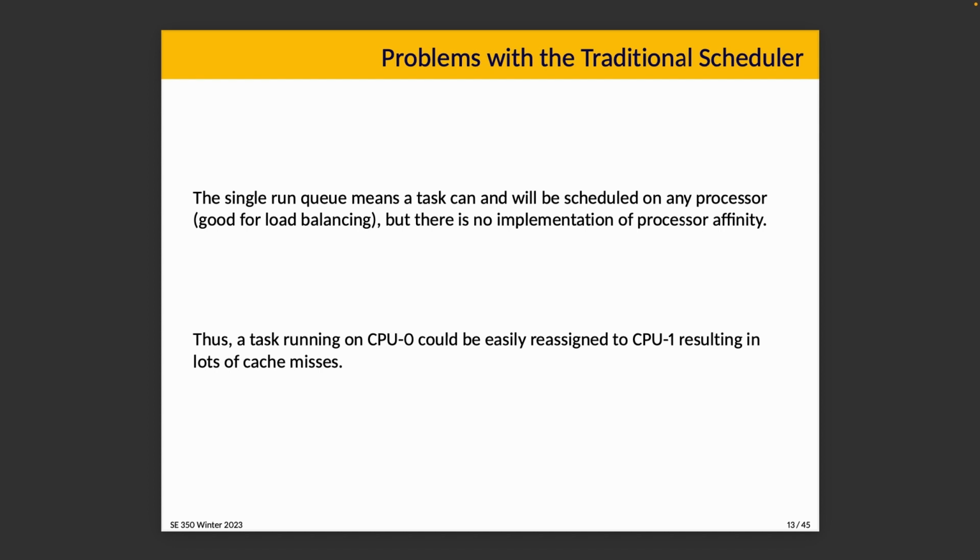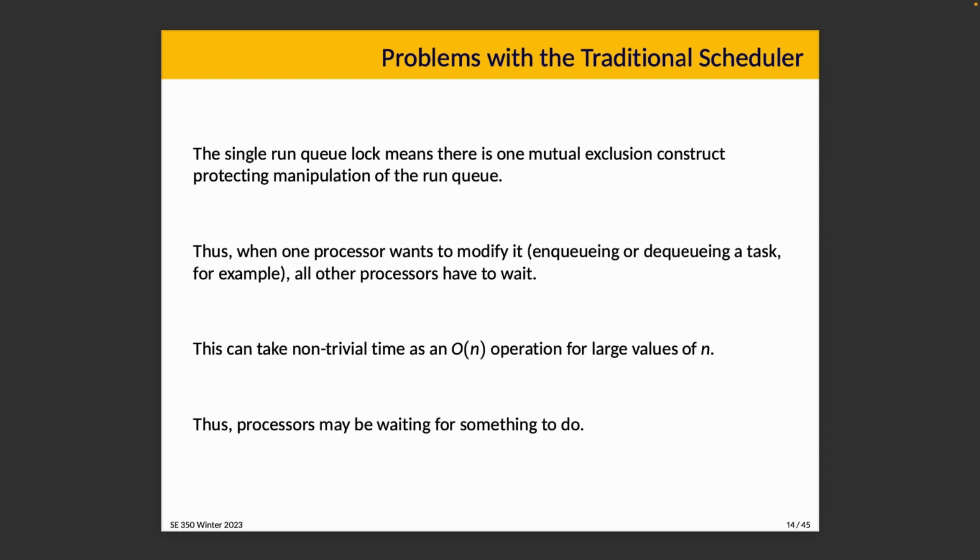Another thing, of course, is that the single run queue and associated lock means that because there's one mutual exclusion construct protecting manipulation of the run queue, whenever one processor wants to modify it to either enqueue or dequeue a task, all other processors have to wait until it's unlocked, and that can take non-trivial time when we have linear operating characteristics of the algorithm. Choosing what to do may take a meaningful amount of time. During that time, that process is not able to start yet because we haven't chosen it yet, but other processors might be waiting for work to do because they're waiting their turn to choose what to do.